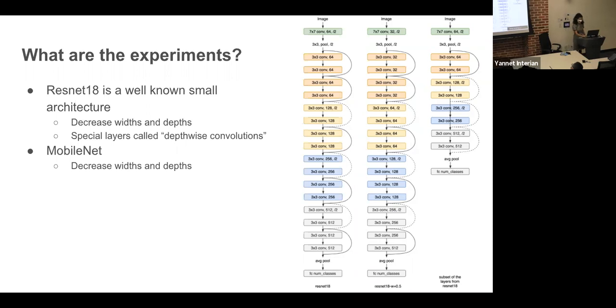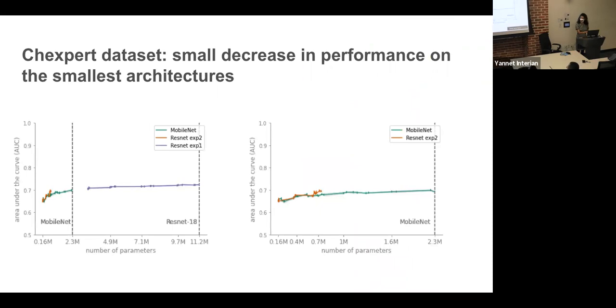And I show you all of them in the same plot, because what I'm plotting is the number of parameters by the area under the curve, which is some metric. The bigger the number, the better. Sorry, I didn't tell you that before. But basically I'm plotting here the number of parameters by a metric that I want to be as high as possible.